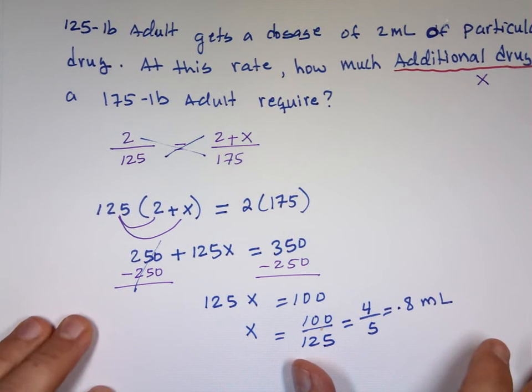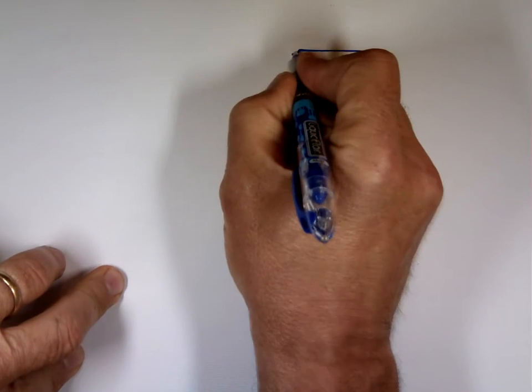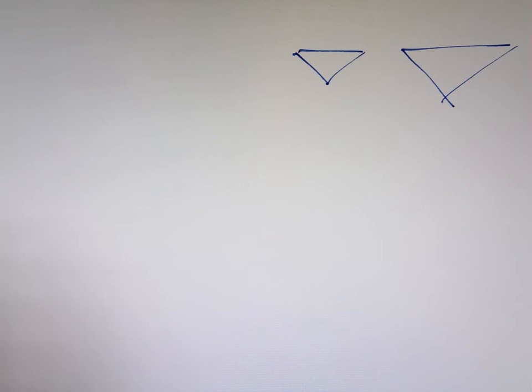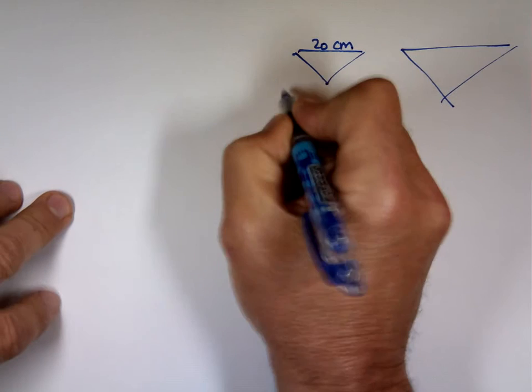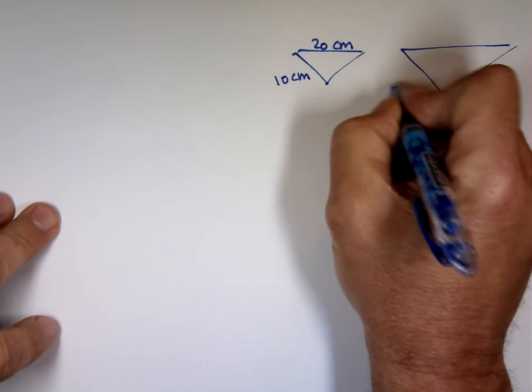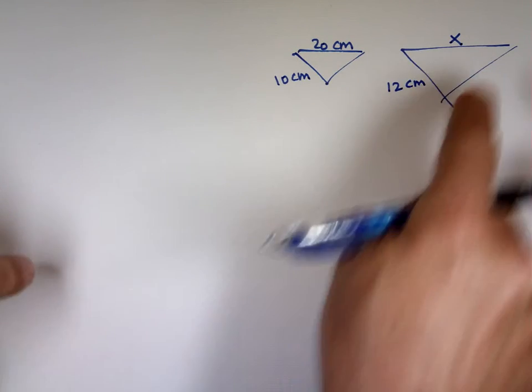Another example. We might have what we call similar triangles. Similar means they have the same shape, the same look. Just one is a little bit bigger than the other. So these two have the same look. It's called similar triangles. We know this side is 20 centimeters. This side is 10 centimeters. This side is 12 centimeters. And this is unknown. Can you tell me what that unknown is?